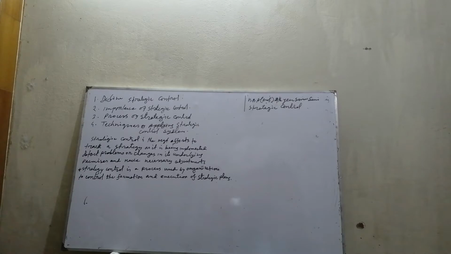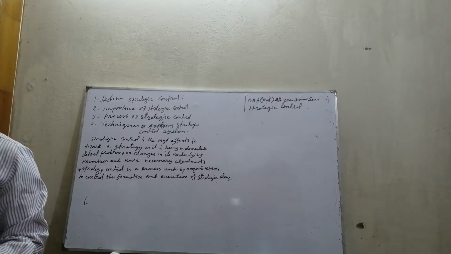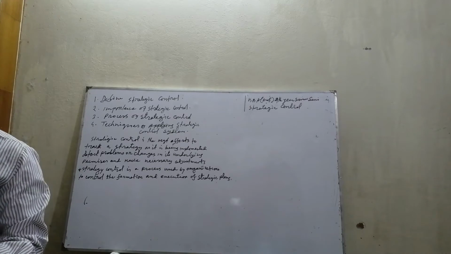The importance of strategic control in strategic management is discussed below. And the first point, setting goals. Setting goals is important in this question. These are important factors of the strategic plan.